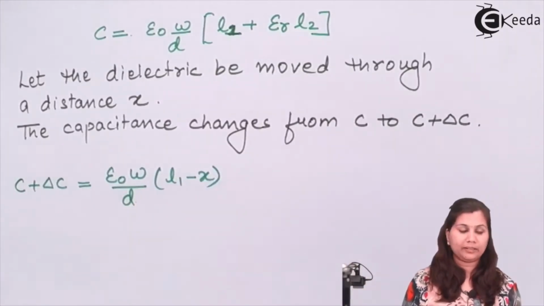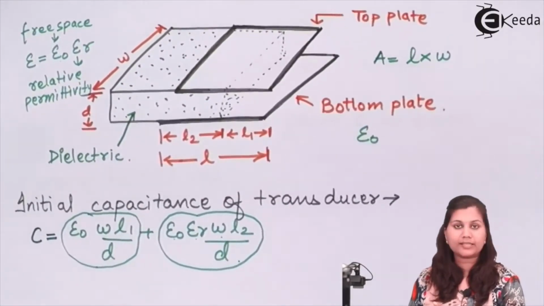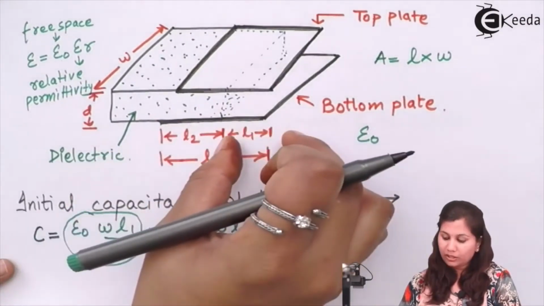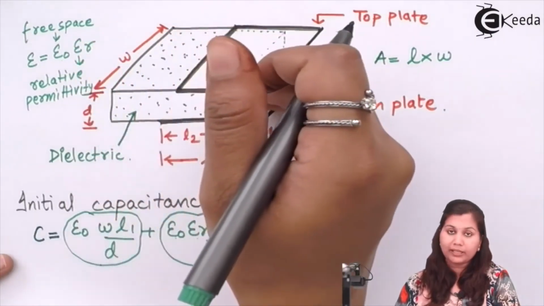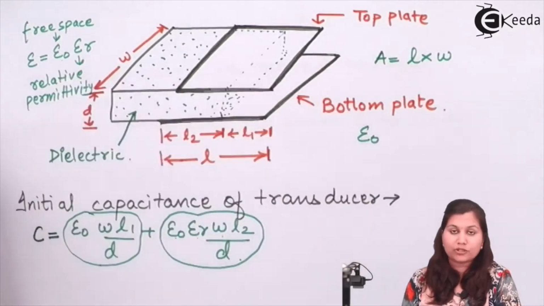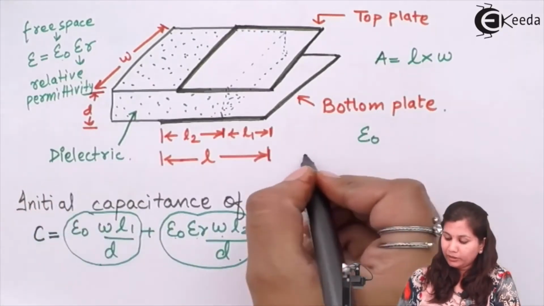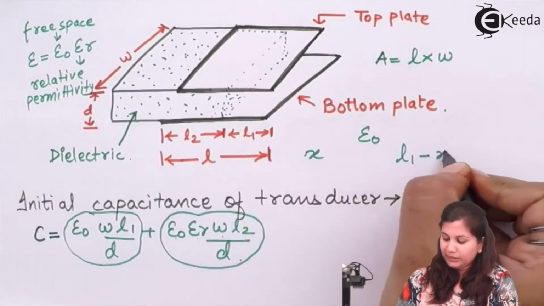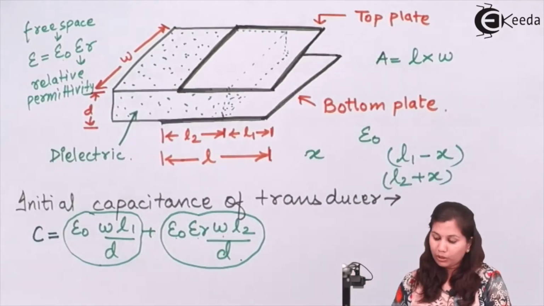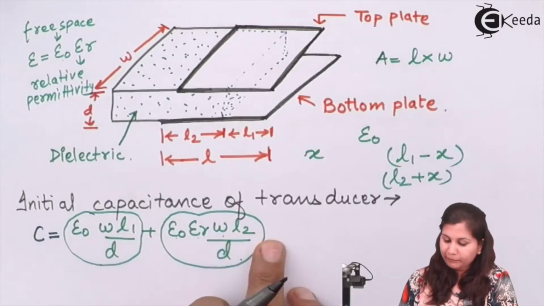As the dielectric medium is moved, the overlapping area is going to change, so the length is going to change here. It is moving in the direction of L1 minus x, meaning we are moving this plate over the dielectric medium. In this direction we are moving. So L1 is decreasing and L2 is increasing by the amount x. So the new distances will be L1 minus x and L2 plus x. According to that, it will become L1 minus x and L2 plus x.